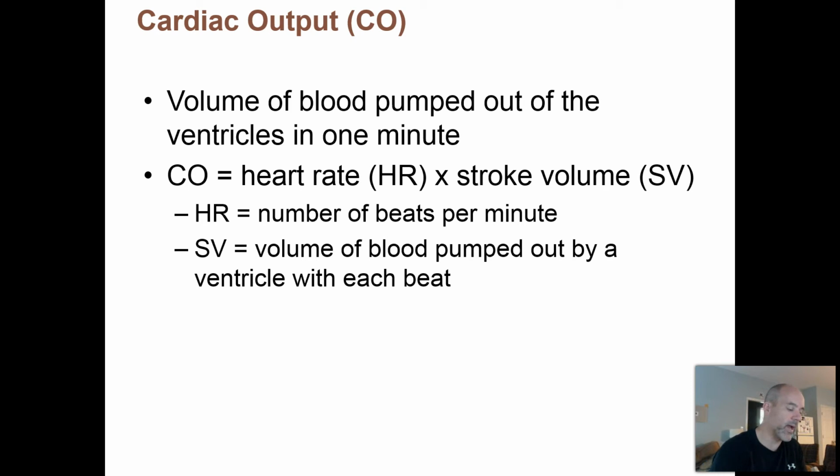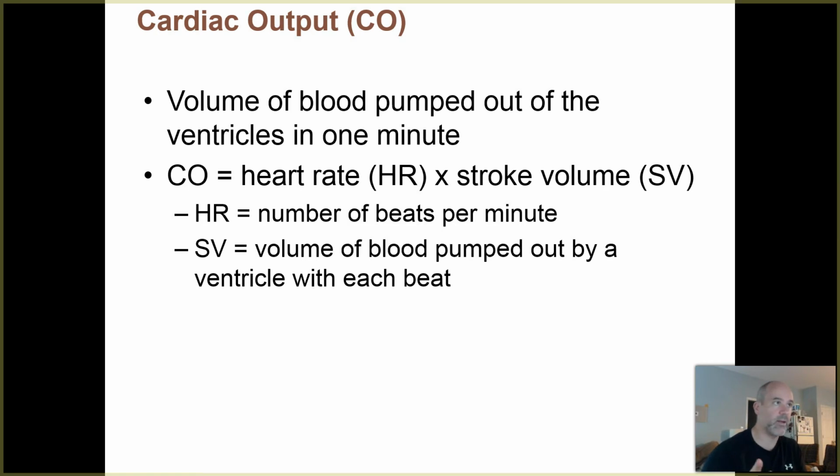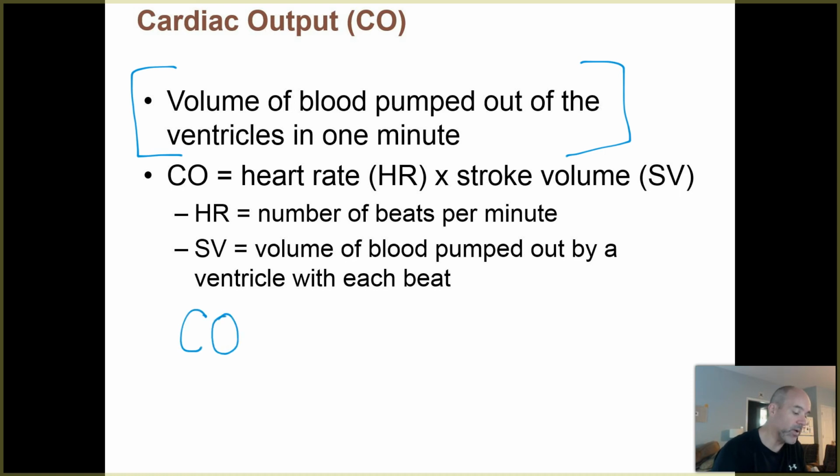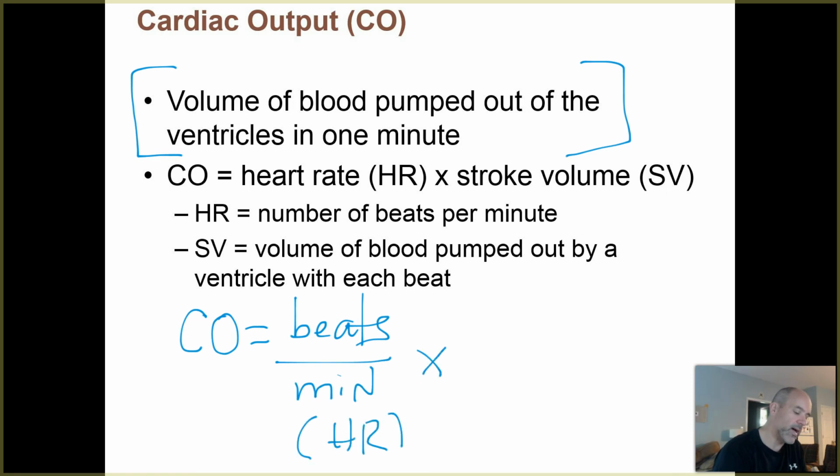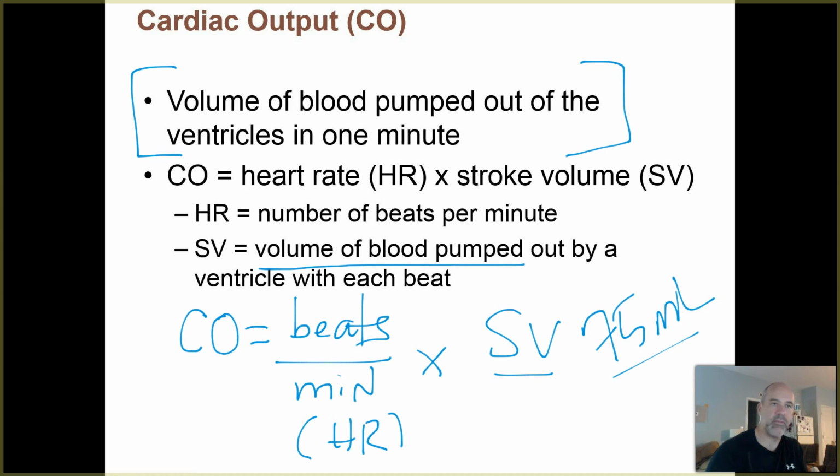Now the CO, the cardiac output, it's a number that's calculated, and it's the volume of blood that's pumped out of the ventricles in 1 minute. So how you calculate that is CO is your heart rate. Heart rate is beats per minute. That's your heart rate times your stroke volume. And your stroke volume is the volume of blood pumped out by a ventricle with each beat. All right, and it's on average about 75 milliliters.